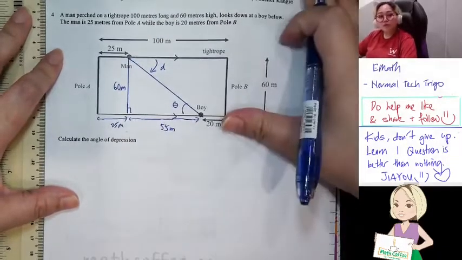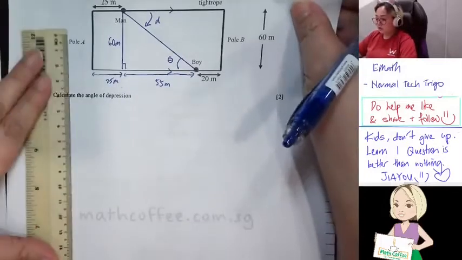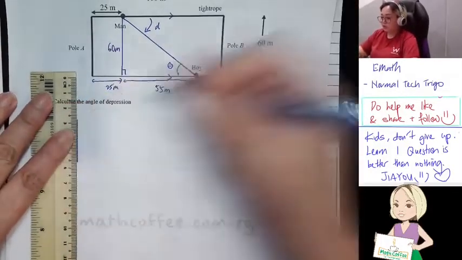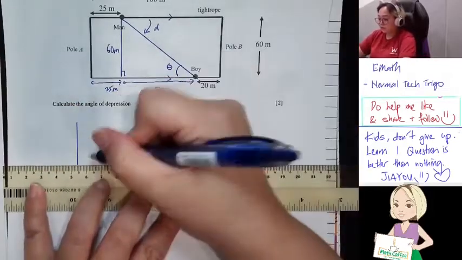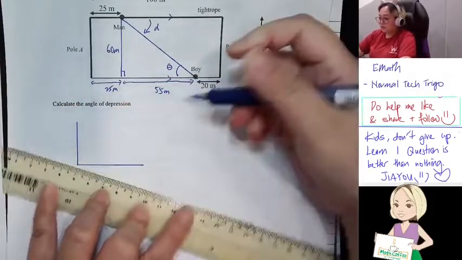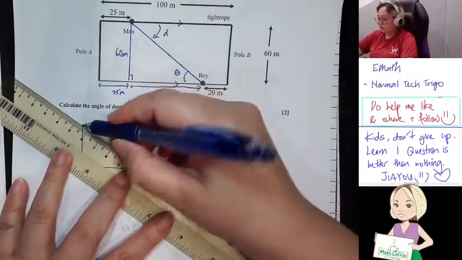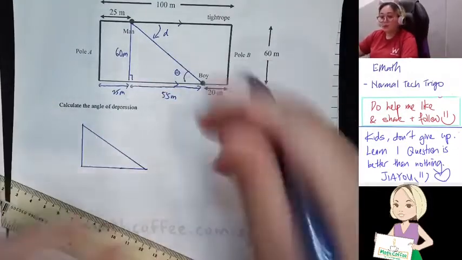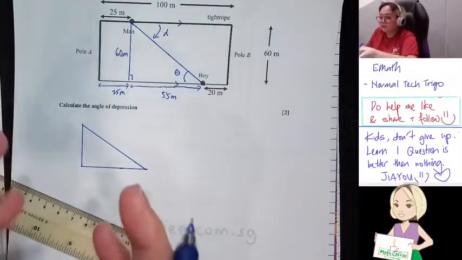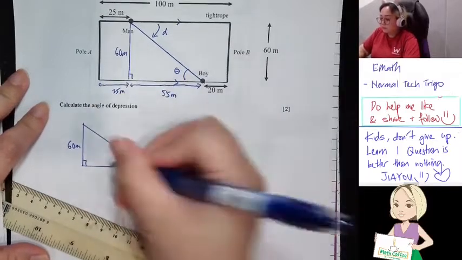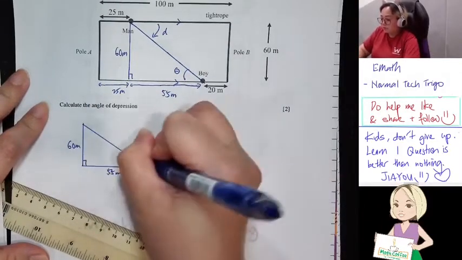Of course, you don't have to draw, but for students who cannot visualize or find too many things distracting, you can always draw out a separate right angle triangle and put in just the values that you are interested in. Here is 60, here is 55, and I'm supposed to find this angle over here.